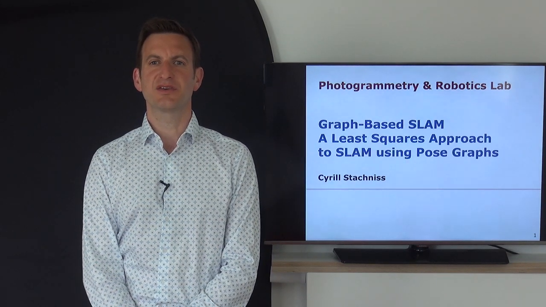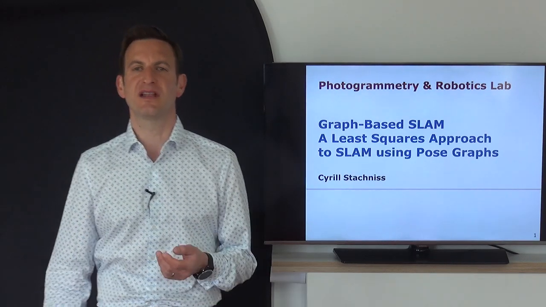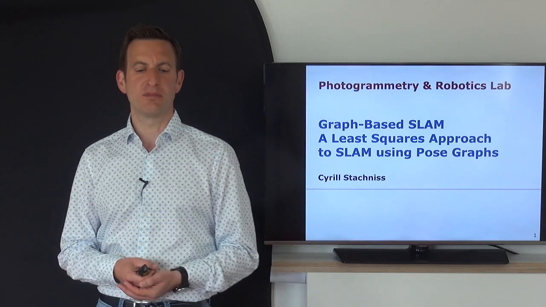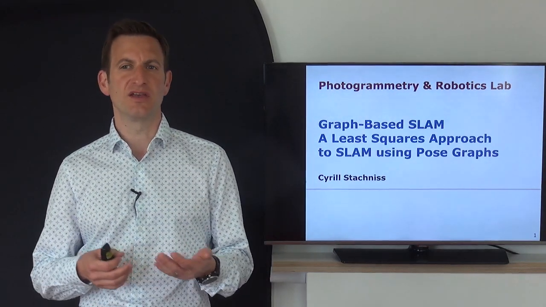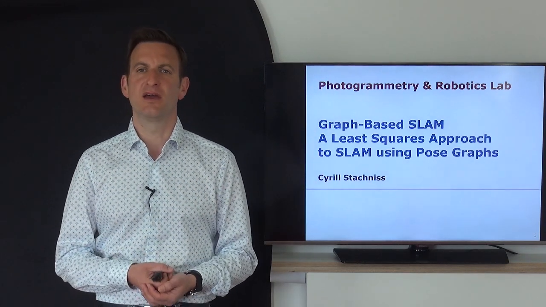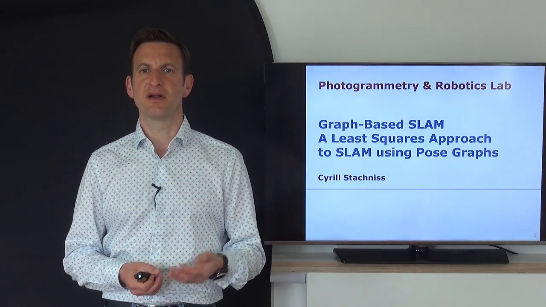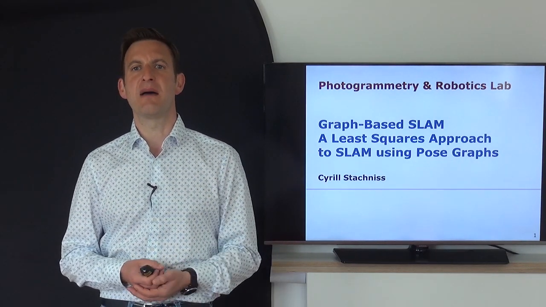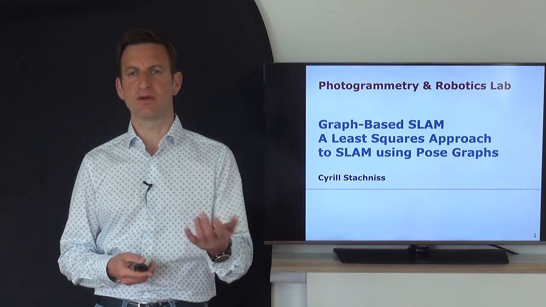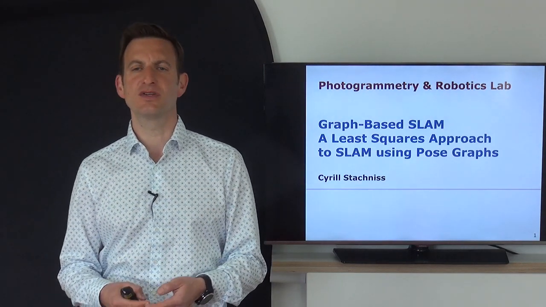Hello, I want to talk today about graph-based simultaneous localization and mapping, or graph-based SLAM, and introduce a so-called least squares approach to the SLAM problem using something which is often referred to as pose graphs. This is a popular technique which you find today in most state-of-the-art systems out there that are designed to build a map of the environment and localize a platform within that map. And we're looking here at a special form of that, which is the so-called pose-graph-based approach.